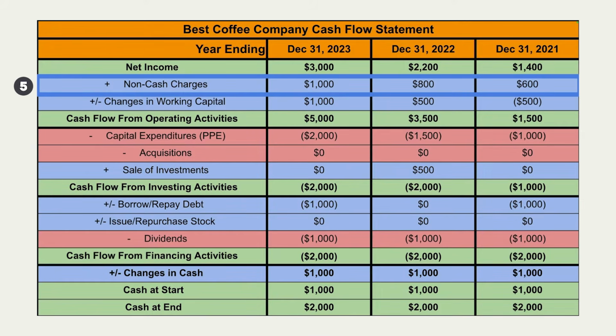I want to make sure that this number is reasonable when compared to the company's size, and that it's not over-issuing stock to its employees. Now that you know the 5 key numbers to look at, let's take a look at the cash flow statement of a real company to see these numbers in action.